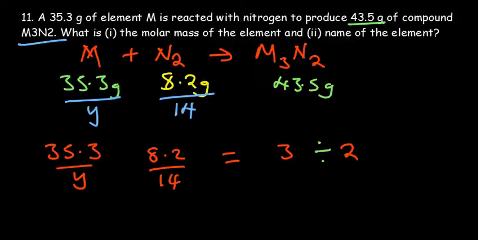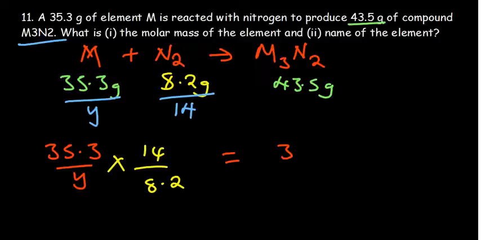So that will swap, so that I have multiplication. So 14 over 8.2. There I will now have 3 over 2, just. And then we can perform simple mathematics there. So 35.3 multiplied by 14 divided by 8.2.